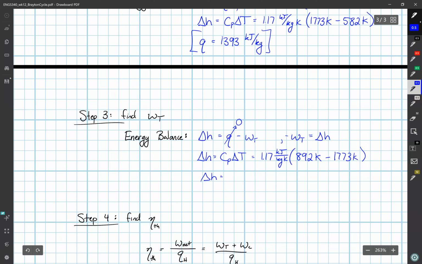This gives us a delta H of negative 1,031 kilojoules per kilogram. So WT equals minus delta H. So the work from our turbine is equal to 1,031 kilojoules per kilogram. Okay, what were we actually asked for in this problem?